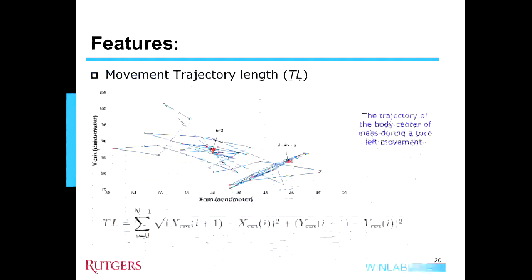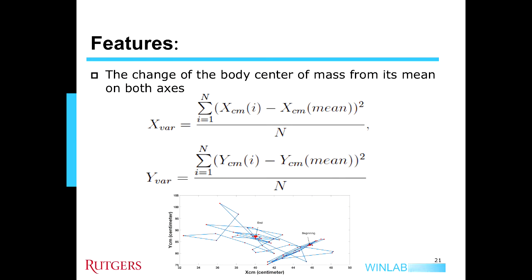Why is this feature useful? It's useful because when you move your hand, your length is usually shorter than when you turn your body to the right or turn your body to the left. So this feature could be very useful to recognize motion from big to small. Other features are X var and Y var. We measure the difference of the movement of the body center of mass for the x-axis and the y-axis according to the mean during that motion.